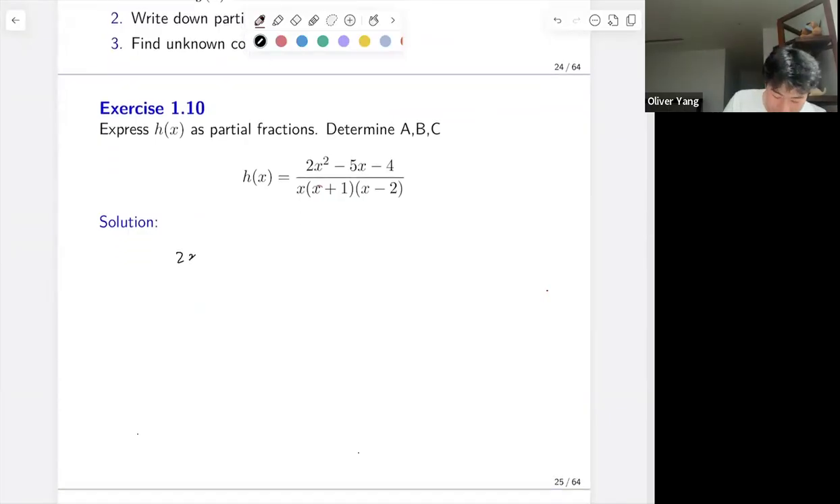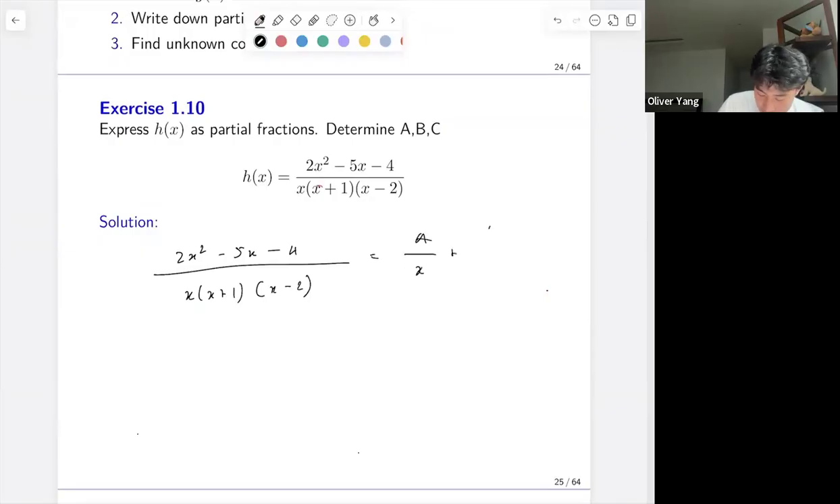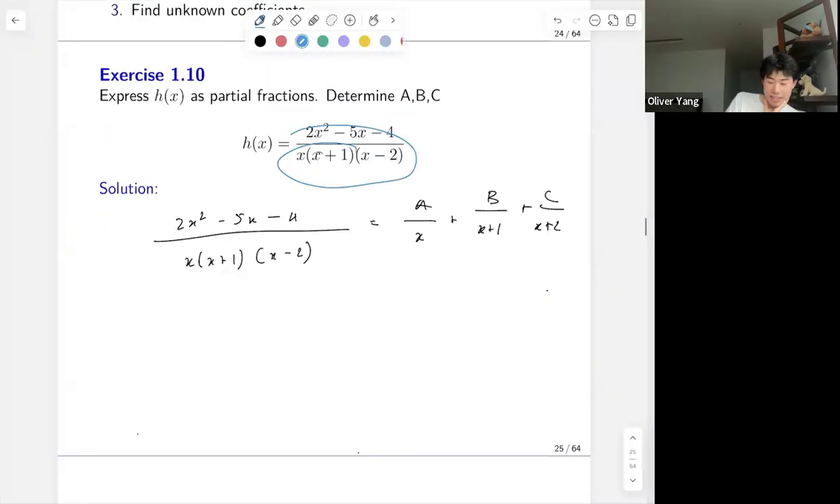Well, we've got 2x squared minus 5x minus 4. And then we've got x, x plus 1, x minus 2. And we want to write it in factors, right? So it should be a over x, b over x plus 1, and c over x minus 2, right? And so if they haven't already given us in a factorized form, you've got to factorize it beforehand. Yeah? That makes sense?